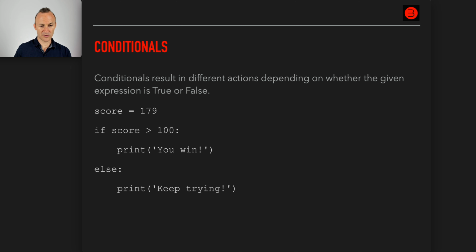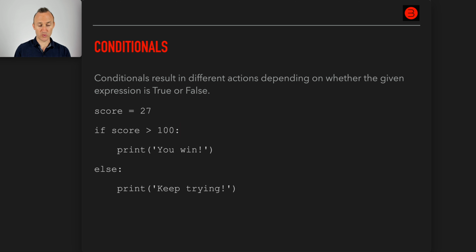And if we consider that the score is 179, let's look at what the code will do. Okay, score is equal to 179. Go down one line. If score is greater than 100, well, 179 is greater than 100, so it evaluates to true. So if true, print you win. So it's going to print out you win. The next line of code says else. It skips it because the if has been satisfied. And you can see the result, the output is you win.